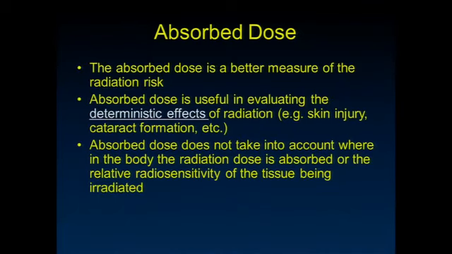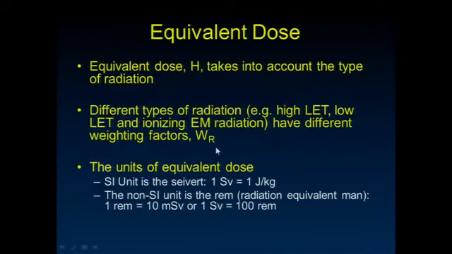So the absorbed dose is a little bit better measure of the radiation risk. It's really the most useful thing that we have in terms of evaluating those deterministic effects. I already mentioned skin injuries, cataract formation. It still doesn't take into account where that radiation is being absorbed or the radiation type, frankly. So the next step I want to make is go to something called equivalent dose.